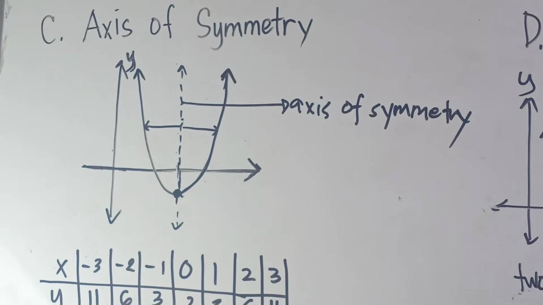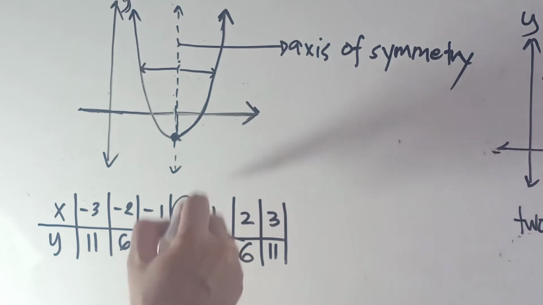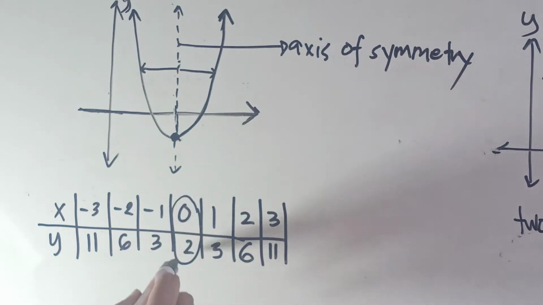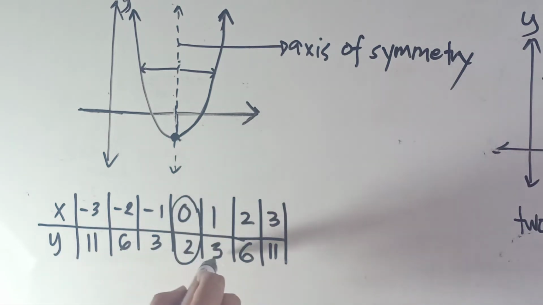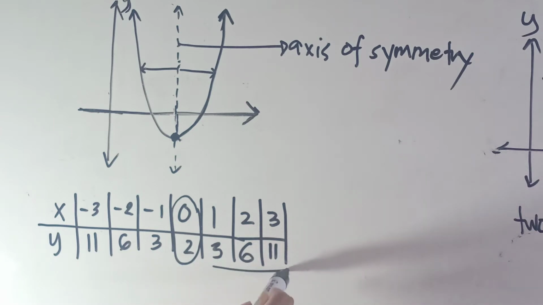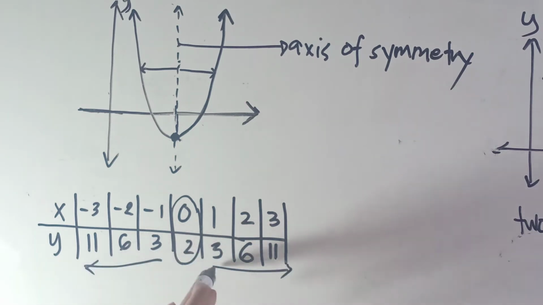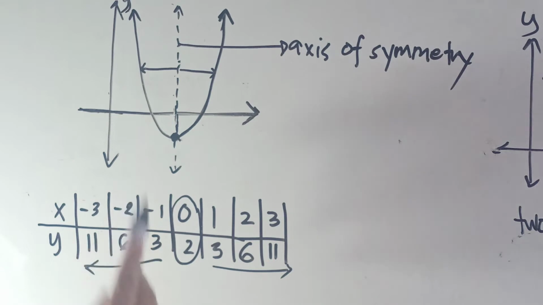For example, kung given ang table of values here, this is the table of values of a quadratic function. Sample, if this is the vertex, look at the values of y in the right side and left side of 2. The same values. So mao ni siya ang symmetry. So, the axis of symmetry, or this line, divides the parabola into two equal parts.